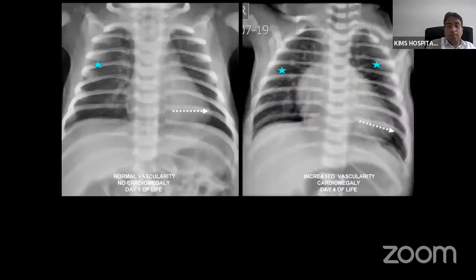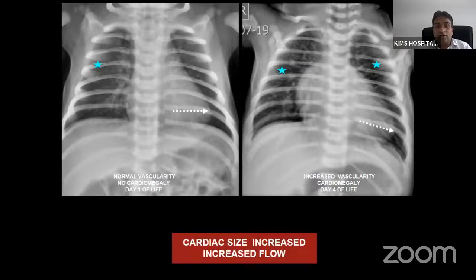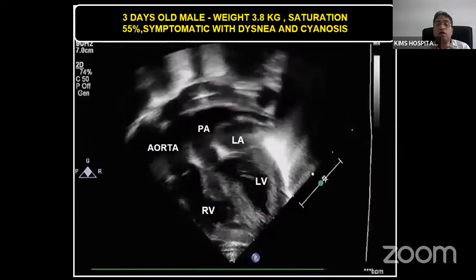So what happened? If you see, this is normal vascularity, no cardiomegaly on day 1 of life, but it increased to increased vascularity and cardiomegaly on day 4 of life. The cardiac size is increased, and the flow is also increased. Now it's seen as plethora, and that is why this is cyanosis, cardiac size increase, and increased flow. So that is typical. And once we found increased flow, that means there's an admixture lesion.